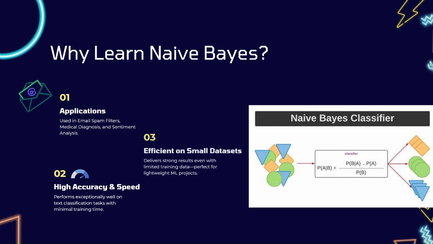Next comes efficiency on small datasets. Naive Bayes gives good results even when there isn't much data to begin with.